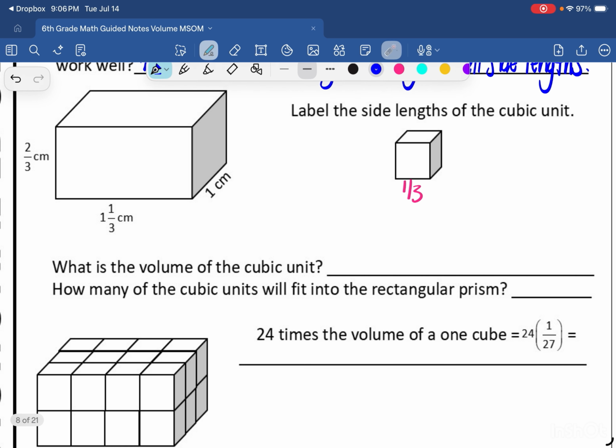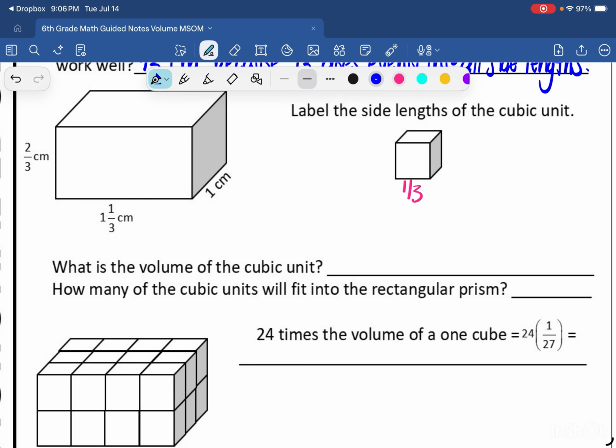What is the volume of this cubic unit? So the cubic unit is going to be 1/3 times 1/3 times 1/3. And so that's going to be 1 over 3 times 3 is 9, times 3 is 27.